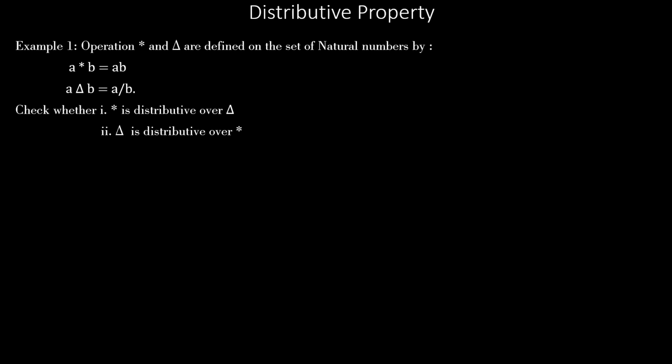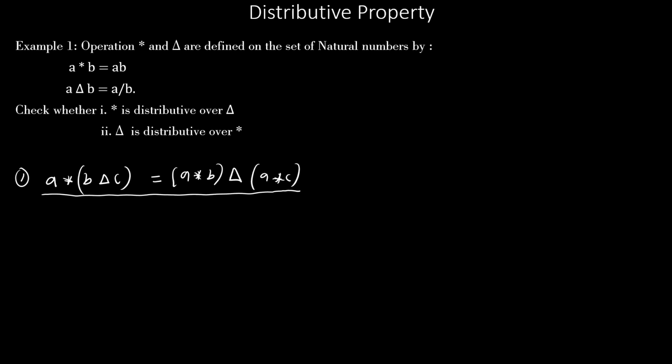Just like what we did for the associative property, we are going to insert another element C here. So here we have to check the first one: A asterisk (B triangle C). Check whether this is equal to (A asterisk B) triangle (A asterisk C). So we have to check for this condition.